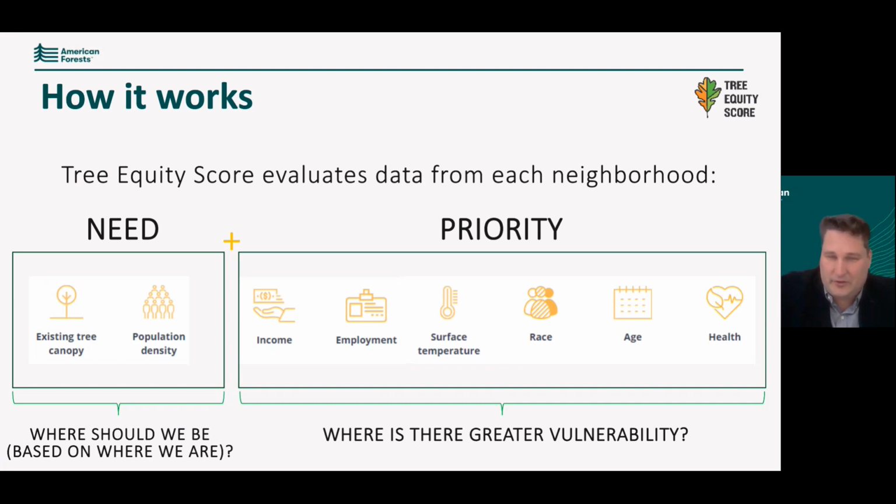And each neighborhood score at the census block group level is analyzed, including income data, employment, surface temperature, race, age, looking at extreme young and extreme old, and then health, which includes cardiovascular illness and respiratory illness. And then that's combined with the tree canopy data and population density. We're not expecting Jacksonville to have the same tree canopy goals as New York City.